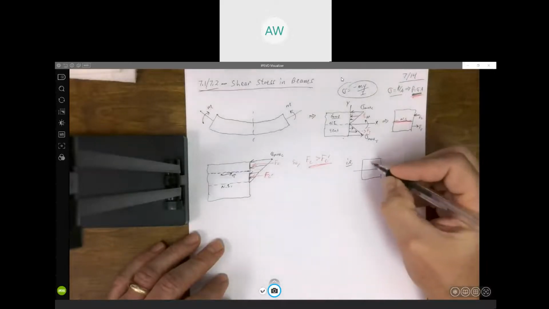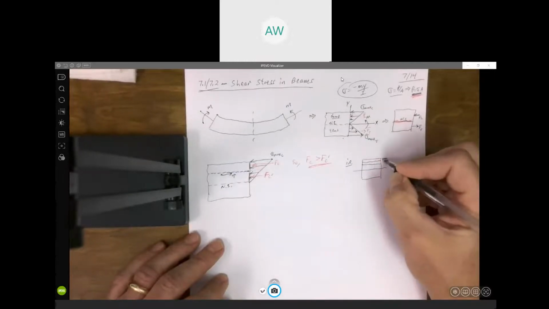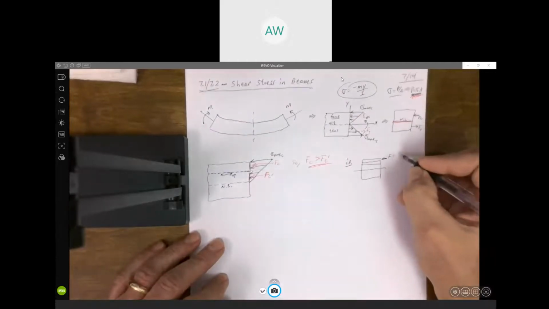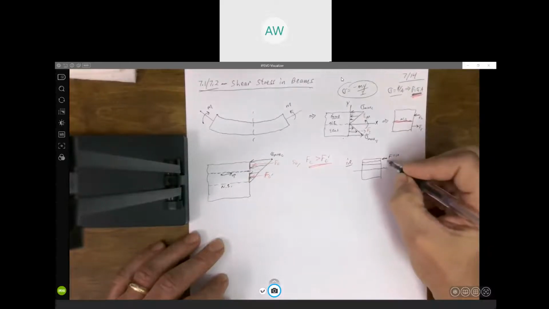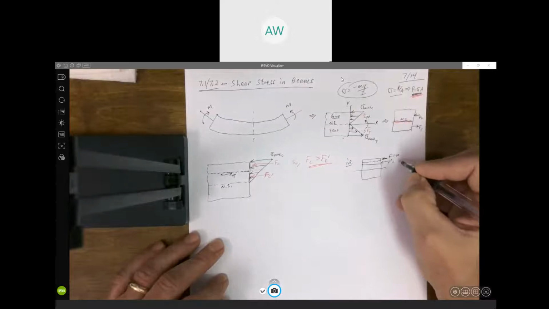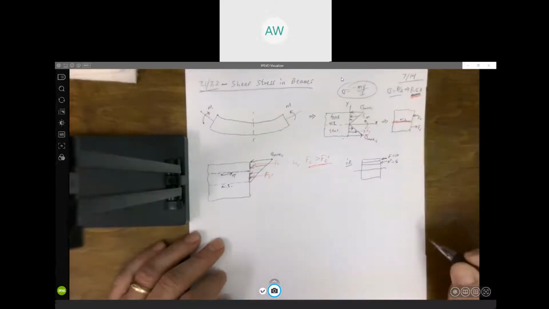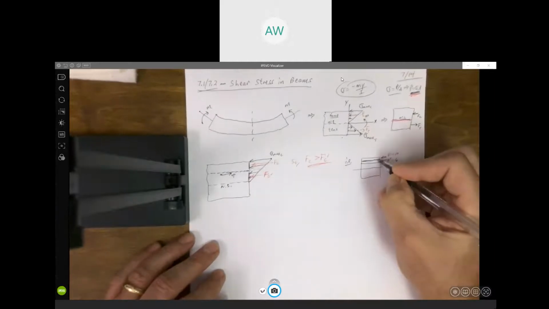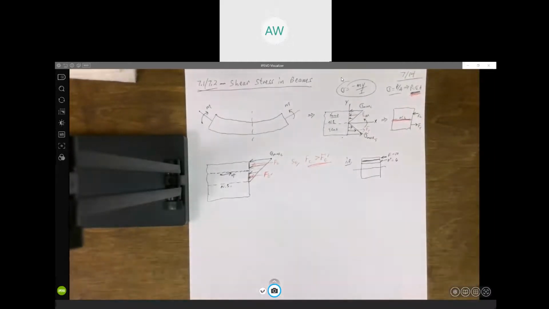Here's our neutral surface. So say we're looking at these two. So maybe the force here is, I don't know, 10. The force acting there, call it F prime, maybe is 6. So in between those two layers, if you will, there's a difference in force.